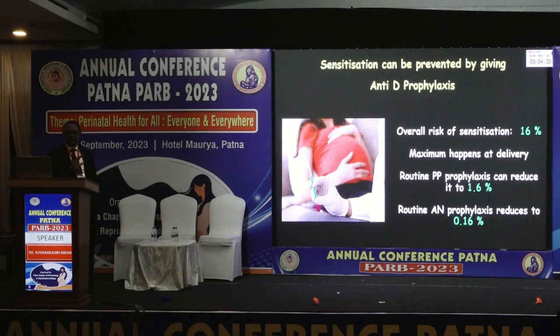So why these 84% don't get sensitized, we don't know. They are quite capable of neutralizing fetal RBC and not getting sensitized. But if you give postpartum prophylaxis only, without giving antenatal prophylaxis, just one injection after delivery, then we reduce it by 90%, which comes to 1.6%. But that also these days is quite high.